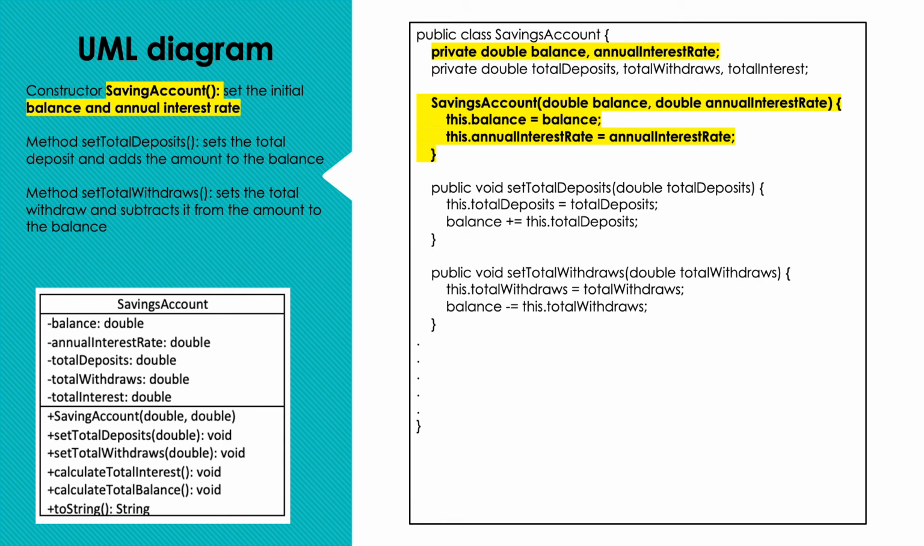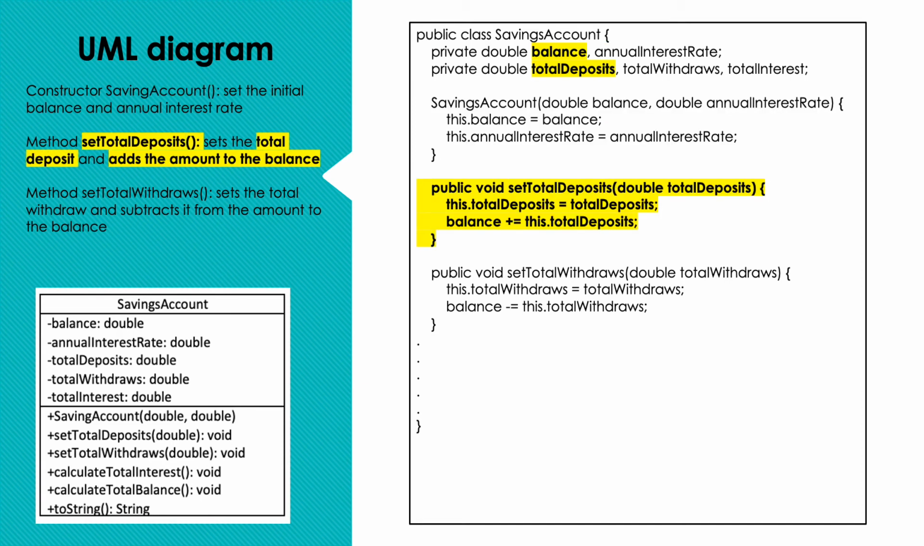In the constructor, it says to set the initial balance and annual interest rate. So we have our instance variables called balance and annual interest rate. We will write this.balance, which refers to our instance variable, equal to balance. Balance here is our local variable, the input that the user wrote in. And then this.annualInterestRate equal annualInterestRate. You can call the local variables something else if you want.